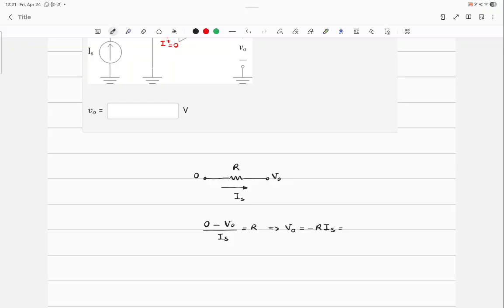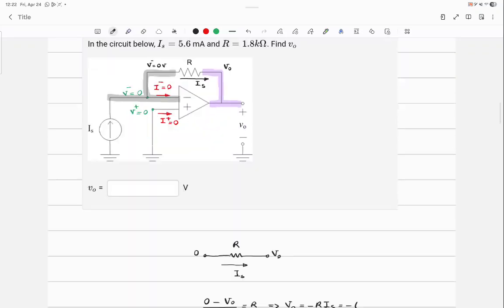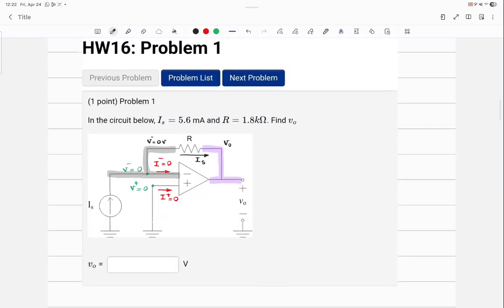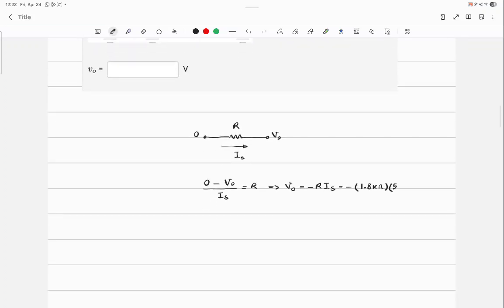and the values are R is 1.8 kilo ohm times IS is 5.6 milliamp, and it's equal to negative 10.08 volts. Any problem?